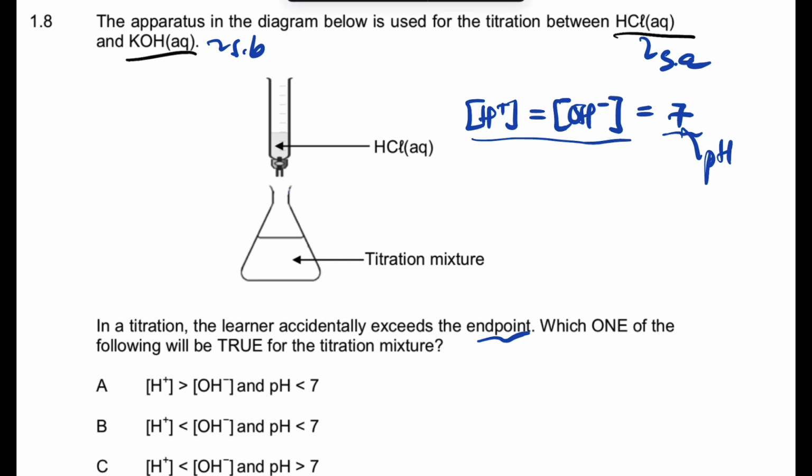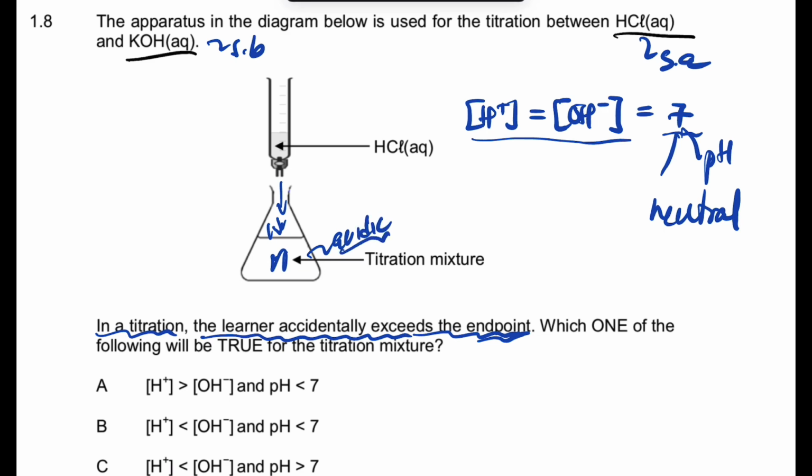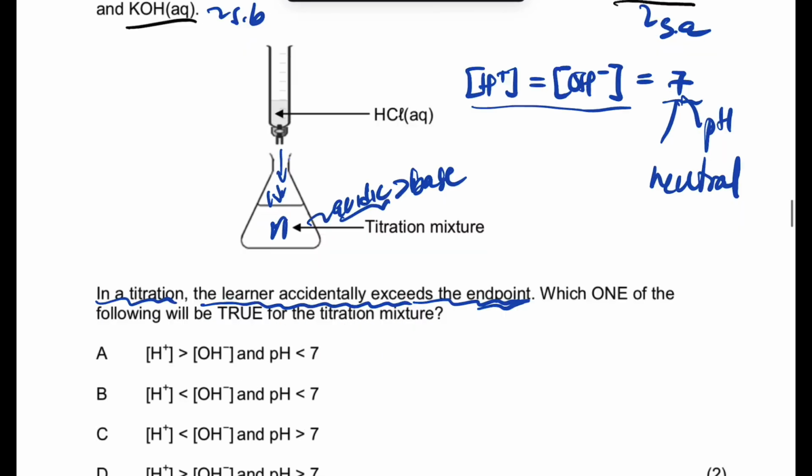Now let's read. So when you titrate the two, the end point is going to be 7. It's neutral. Now it says in titration, the learner accidentally exceeded the end point. So when they exceeded the end point, that means they added more acid. So it's going to be more acid here than the base.